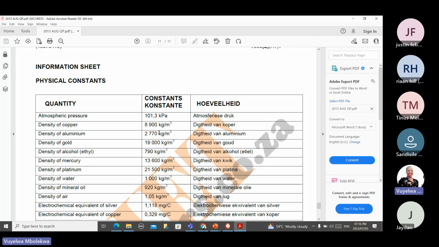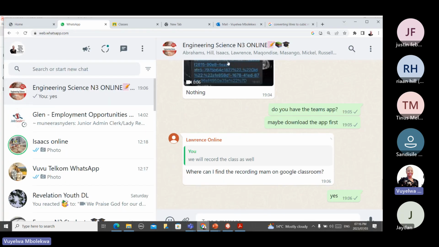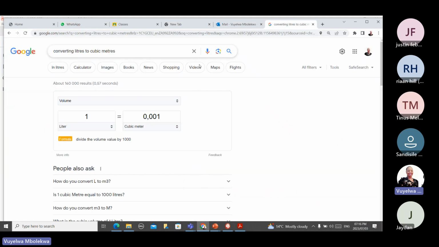So meaning density is mass over volume. But this volume must be in cubic meters. That is why I said now you need to know how to convert your liters to cubic meters. You must be able to convert your liters to cubic meters. If you forget that, you can Google that, but 1 liter is equivalent to 0.001 cubic meters, which means if you have liters, you will divide by 1,000 to get your cubic meters.